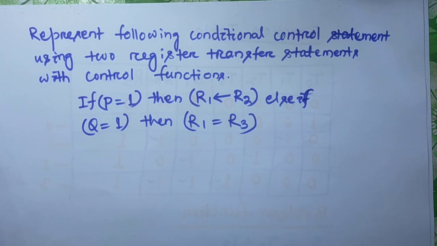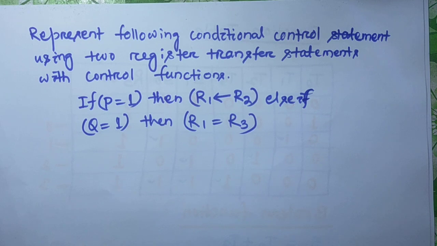Okay, so the problem is given in this way: represent the following conditional control statement using two register transfer statements with control functions. Okay, two control functions are given.